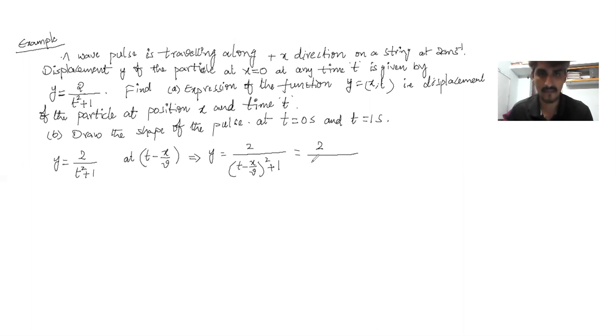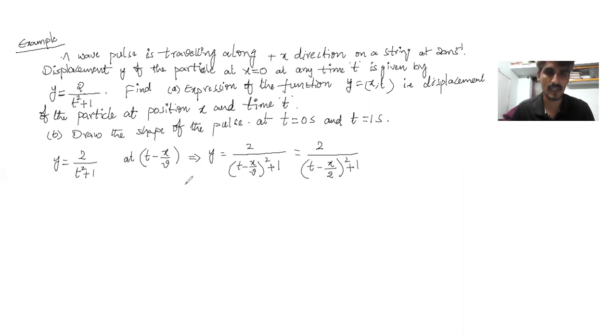See here, t minus x by, what is v here? V is given as 2, whole square plus 1. Means after t minus x by v time, okay, now it is going to some distance. Okay, now let us see this carefully. So that y value we have got it as 2 by t minus x by 2 whole square plus 1.